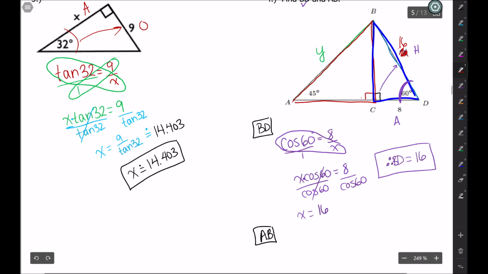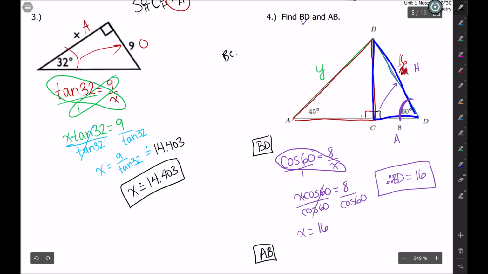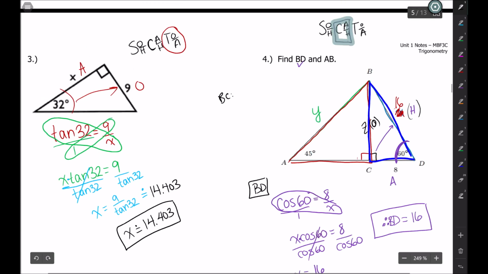So to find out how big BC is, I have to do a little bit more trig on this triangle right here. So let's find BC first, because that's going to help us find AB. Because once I know BC, I have a side in this red triangle that I can use. So right here, we know that this BC right here, we'll call this Z. We know that this is the opposite, okay? And we also know the hypotenuse. So if I were to use SOHCAHTOA right here, this time, I would use the ratio that has opposite and hypotenuse in it, which is sine.